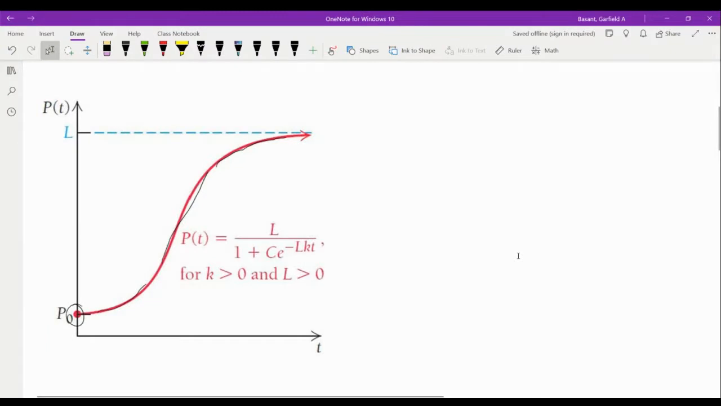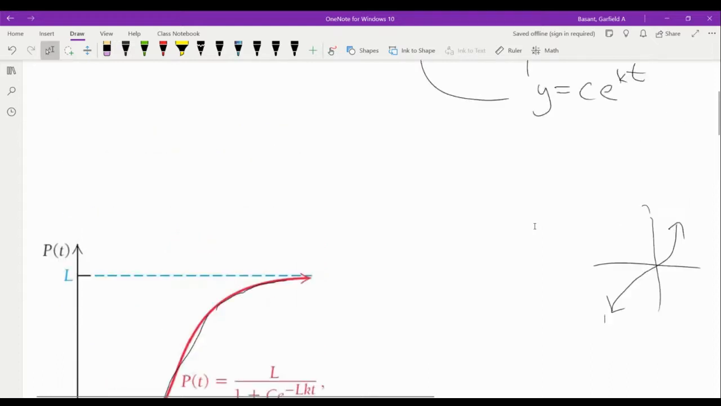X to the third? Not exactly. X to the third looks a little different. But that's a good guess. X to the third kind of looks like this. So kind of similar, but I'm thinking of some real life scenario that's modeled by this.